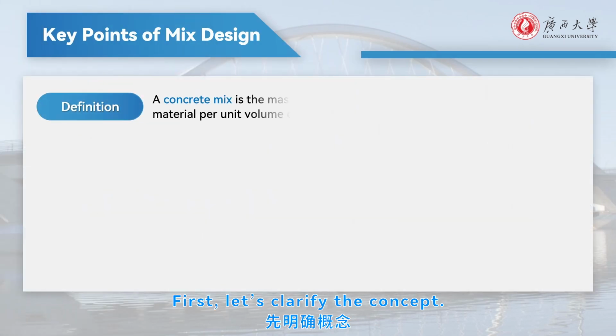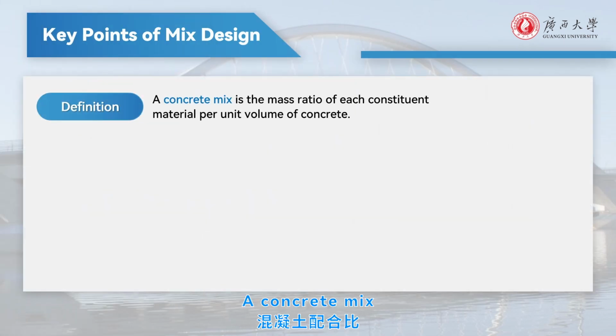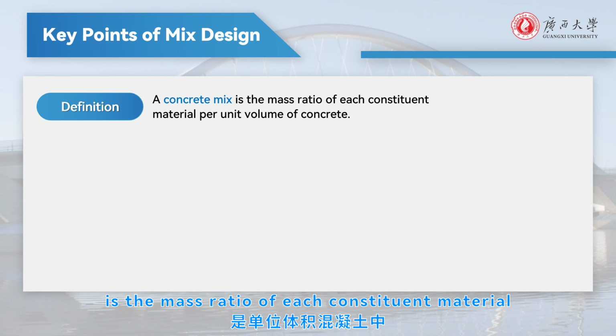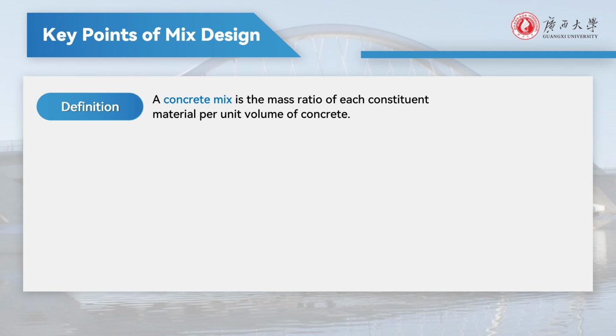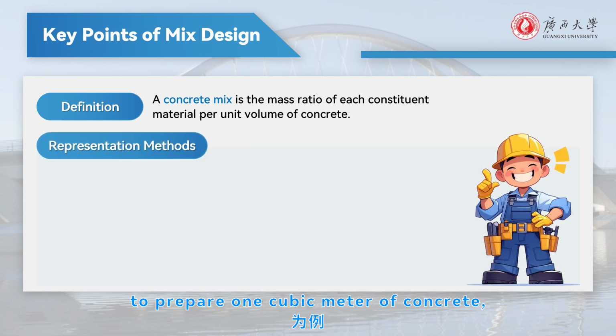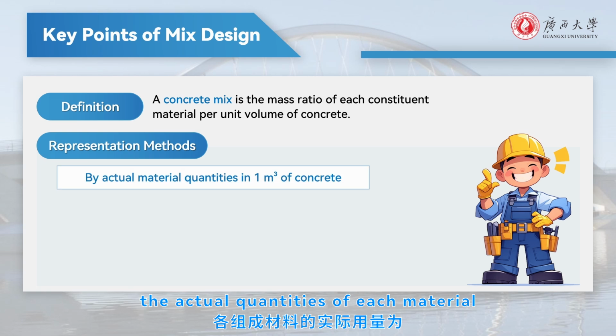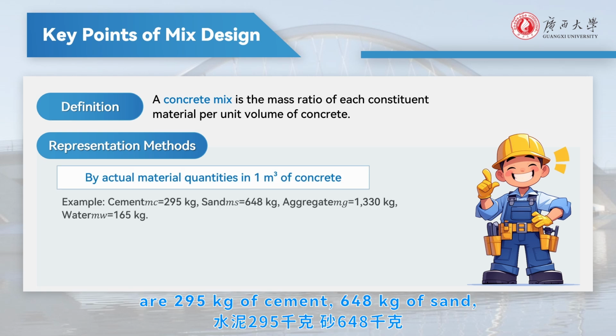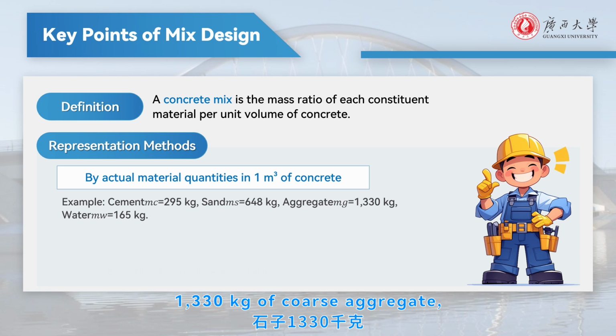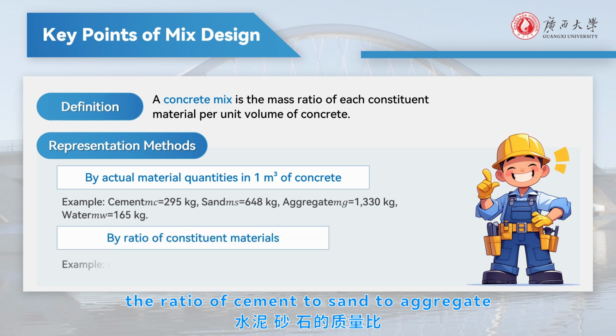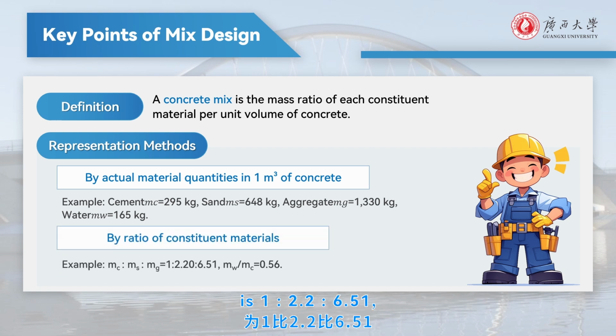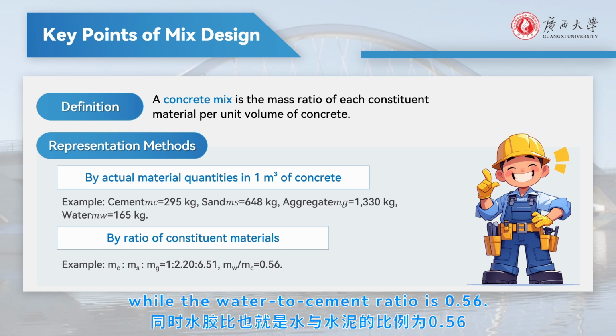First, let's clarify the concept. A concrete mix is the mass ratio of each constituent material per unit volume of concrete. For example, to prepare 1 cubic meter of concrete, the actual quantities of each material are 295 kilograms of cement, 648 kilograms of sand, 1,330 kilograms of coarse aggregate, and 165 kilograms of water. Based on the mix by weight, the ratio of cement to sand to aggregate is 1 to 2.2 to 6.51, while the water to cement ratio is 0.56.